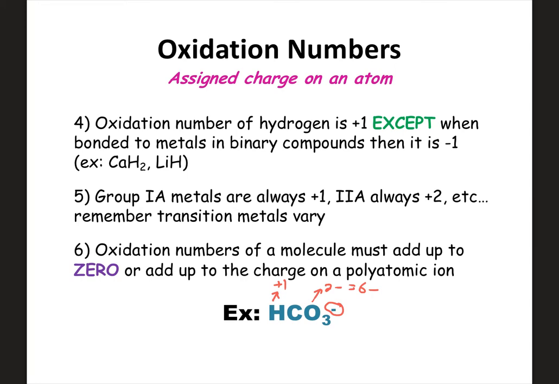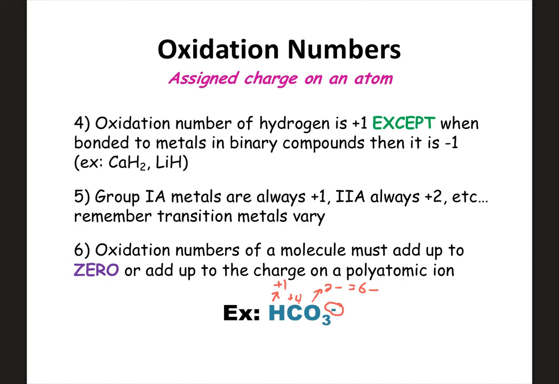We have 6 minus just from the oxygen, but there has to be a minus charge on the compound. We already know that hydrogen is 1 plus. That brings us to 5 minus, but you need there to be a 1 minus charge here. So that's going to make the carbon 4 plus. All right, so you could quickly figure out the oxidation numbers of every element in a compound, using the ones you know, and then going from there.